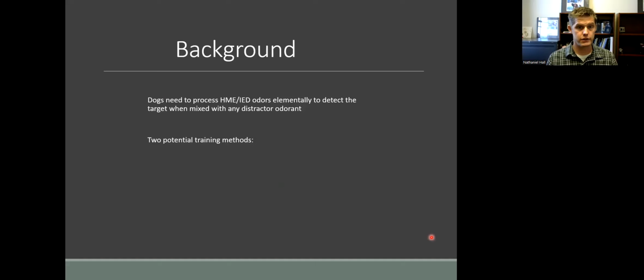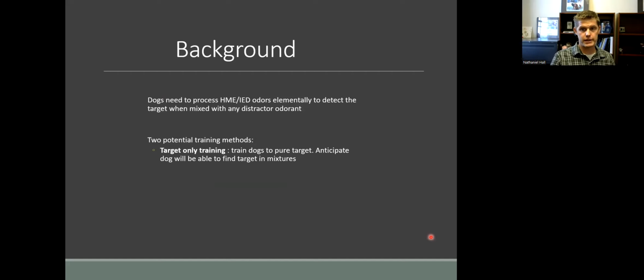So when it comes to dogs that are required to detect homemade explosives, this becomes quite challenging, especially when it comes to fuel oxidizer mixtures, because in these situations, you have a fuel source that's mixed with an oxidizer, and the fuel source can be highly variable and can be made of a variety of different kinds of fuels. And we were interested in, well, how can we potentially train dogs to be able to do this?